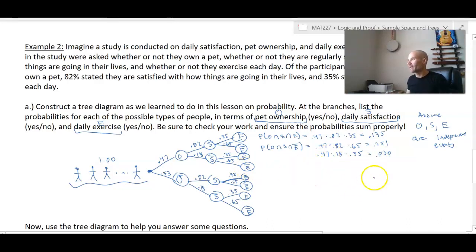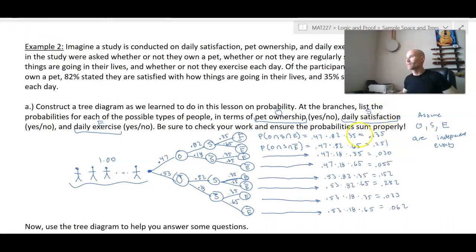And let me just go ahead and take a moment to write the rest of these down. So here we have the remainder of these probabilities, and as you can see, I have just multiplied back down the chain. So 0.35 times 0.18 times 0.47, that's going to give us this 0.030. And similarly for all the branches. It might be easier to follow it, like I said, backwards to figure out what to multiply together.